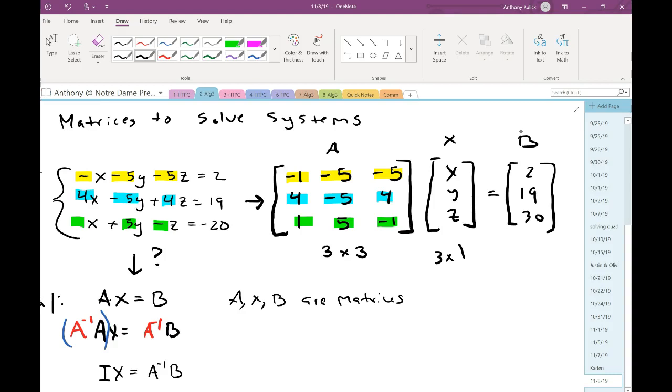Annalise. Observe that when I multiply matrix A and matrix X together, I get a 3 by 1, which I know, at least from a dimension standpoint, matches up with being equal to this matrix B, which is also a 3 by 1. Does everybody feel okay with how I've translated that system of equations into a matrix equation?